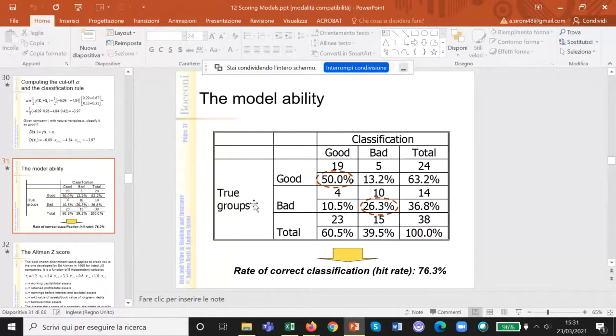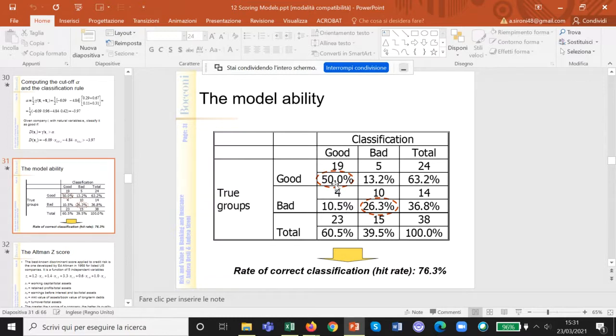Similarly, if we look at the true groups, we had 14 bad companies. Out of these 14, 10 would be correctly classified as bad, 26% of the total sum. But unfortunately, 4 of the bad companies would mistakenly be classified as good, okay?